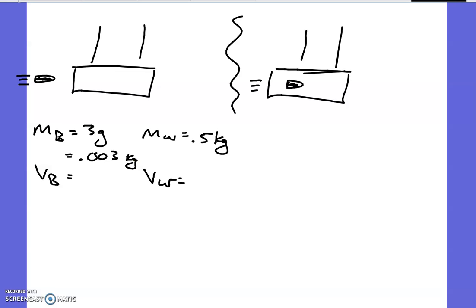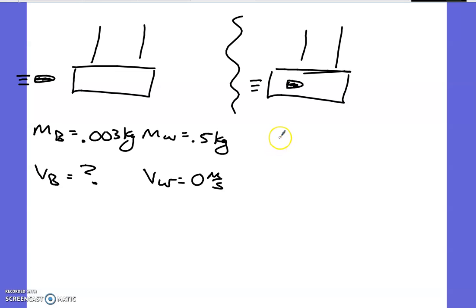Now I'm actually going to just erase this here and rewrite it so we don't get confused and accidentally use the wrong mass later on. So we're going to use the kilograms, 0.003 kilograms. We know that the velocity of the wood in the beginning is 0, and we are trying to find the velocity of the bullet.